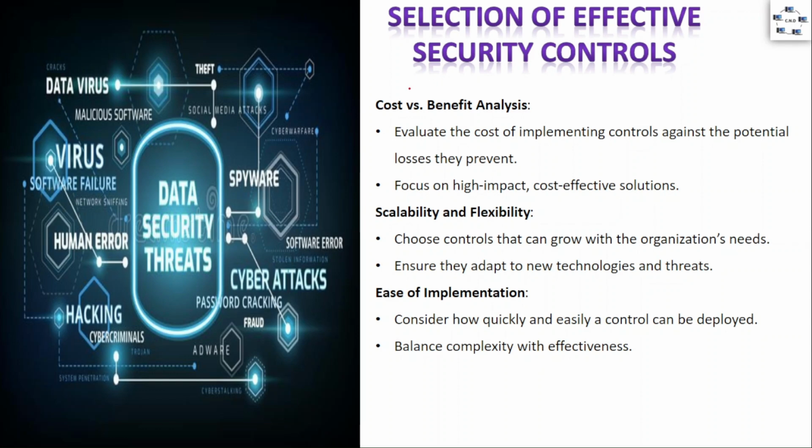Another consideration is the cost versus benefit analysis, which evaluates the cost of implementing a control against the potential losses it prevents, with a focus on high impact and cost effective solutions. Scalability and flexibility: choose controls that can grow with the organization's needs and ensure they adapt to new technologies and threats. Ease of implementation: consider how quickly and easily a control can be deployed, and balance complexity with effectiveness.